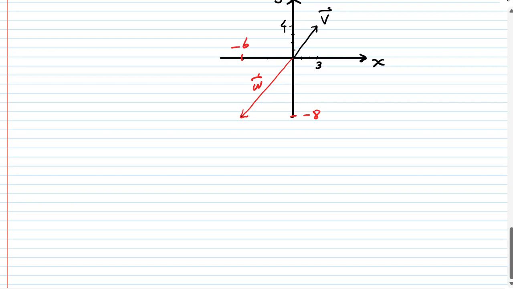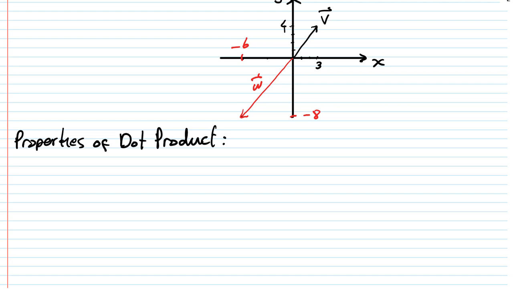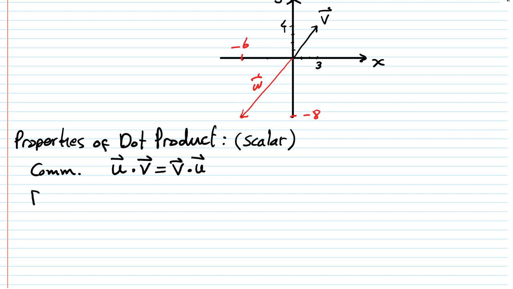All right, now what about the properties of dot product? Let's talk about the properties now of dot products. The most common ones are the commutative property of dot products. So whether you do u dot v or v dot u, it's the same scalar. Remember, dot product is a scalar. The result is a number, not a vector. It's not a vector product.